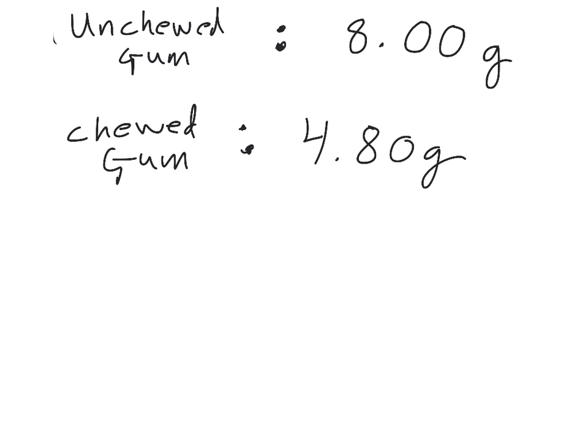Alright, so you've chewed a whole lot of gum. Matter of fact, you started out with 8 grams of unchewed gum. You chewed it, and after you chewed it, you dried the gum, and you got a mass of 4.8 grams. So what was the percent sugar of your gum?